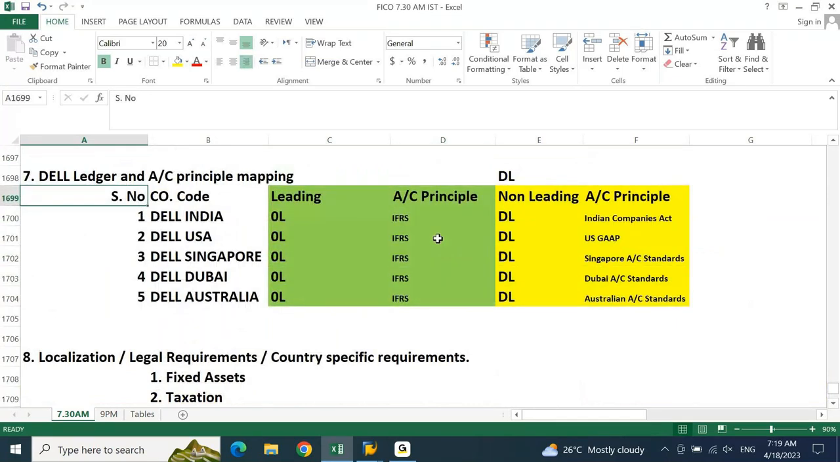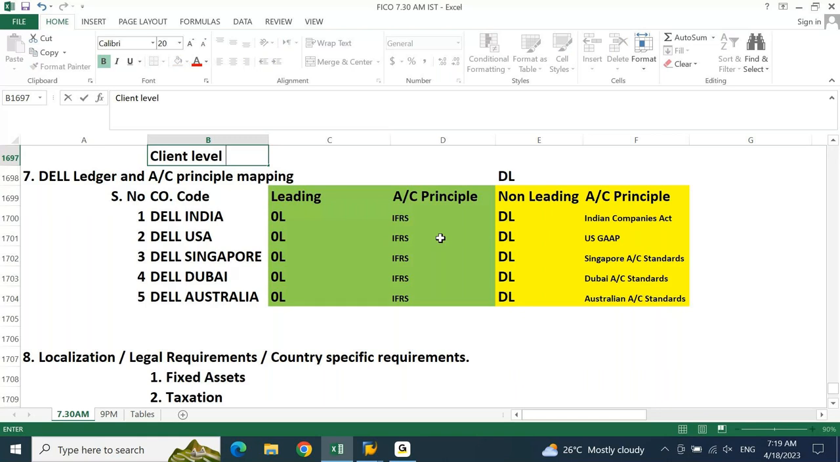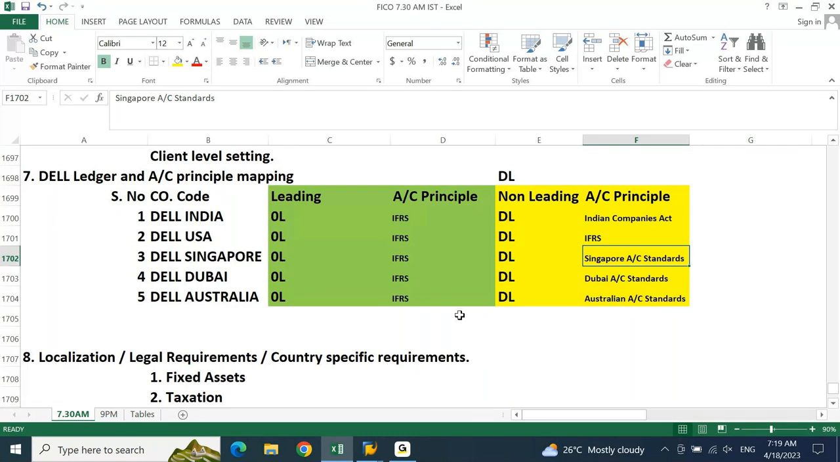Yes, sir, this point. Now, this point is a client level setting, which means for all your company codes, you must follow the same logic. If you are using the same accounting principle, let's say IFRS here, IFRS here also, still you need to create two ledgers. Why you still need to create two ledgers is, now you are going to do something called group reporting consolidation.